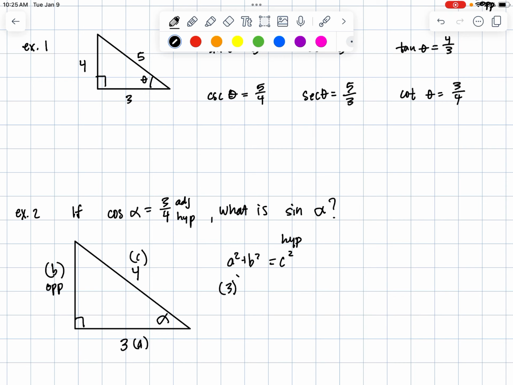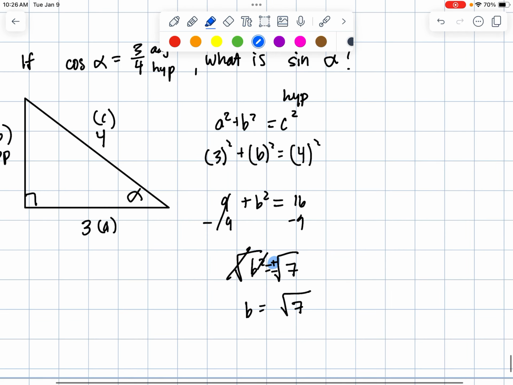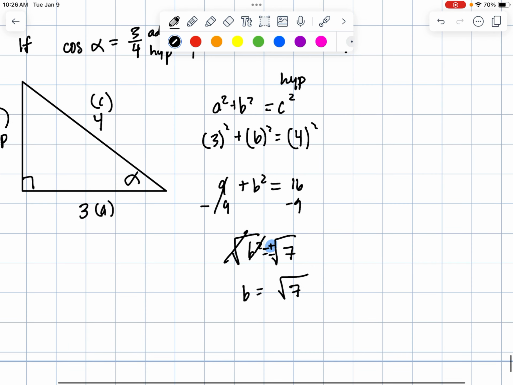We'll say 3 squared plus b squared is equal to 4 squared. 3 squared is 9, b squared stays b squared, 4 squared is 16. Subtract 9 from both sides, and you get b squared is equal to 7. You need to isolate the b. Squares and square roots cancel. You get a plus and a minus in front of the square root, and b is equal to only the positive root 7, because lengths cannot be negative. Like in geometry, a length can never be negative. So we keep this as a positive root 7.